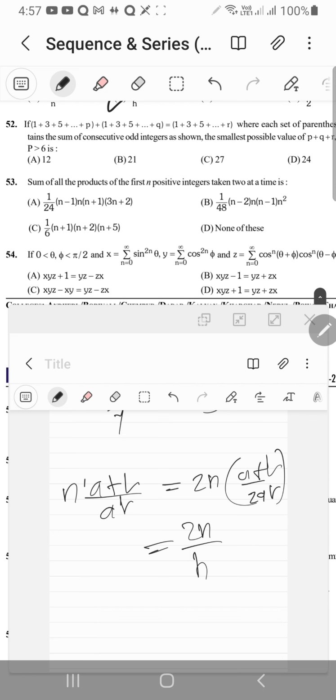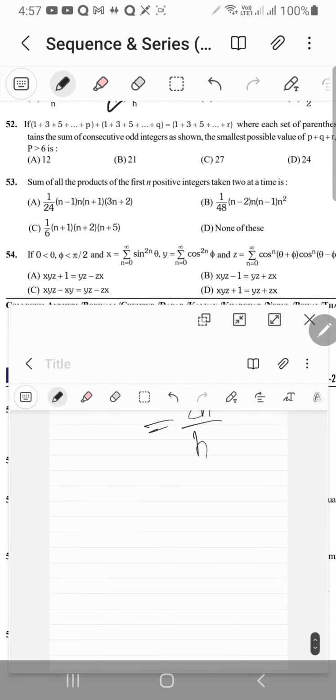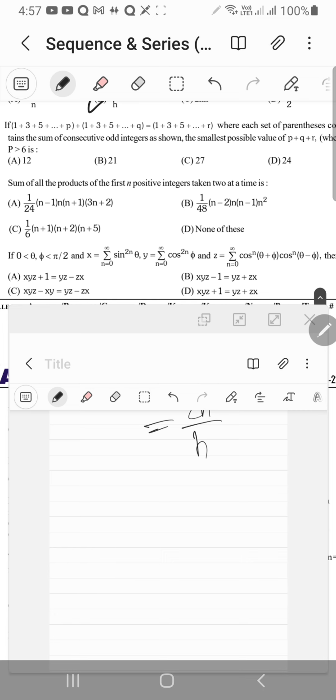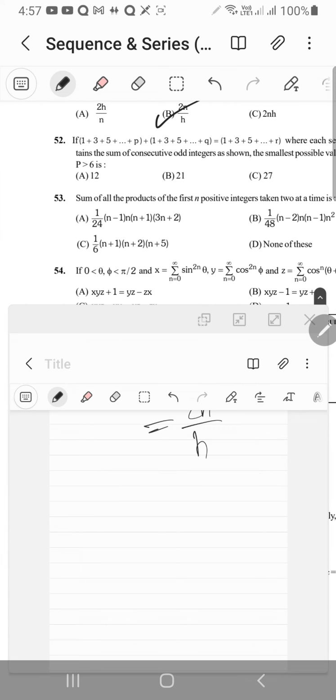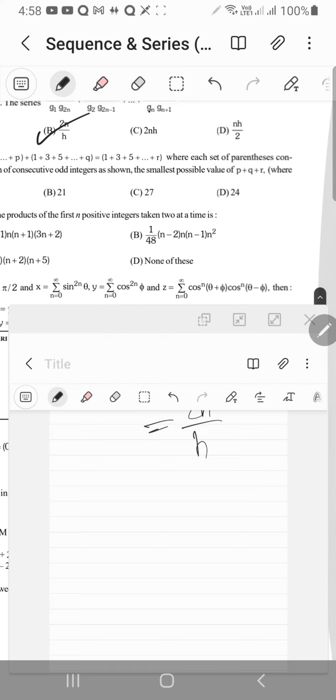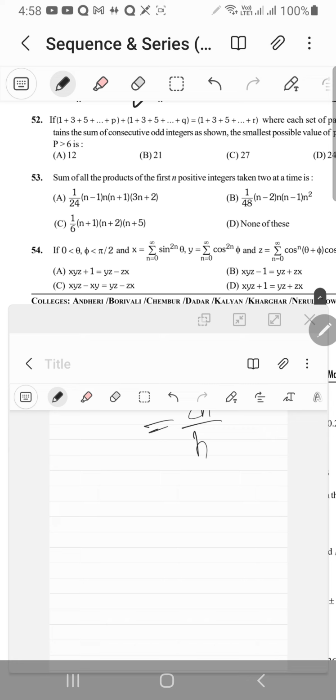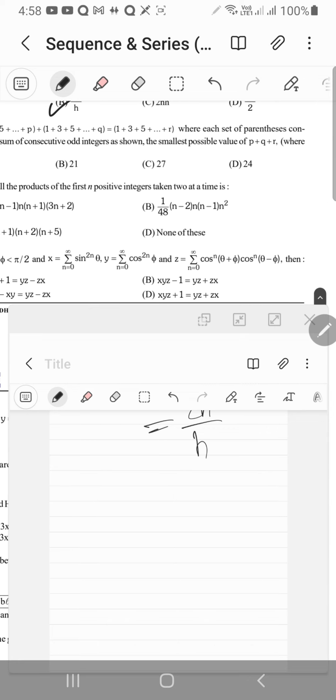If 1 plus 3 plus 5 all the way to p, and then 1 plus 3 plus 5 all the way till q is 1 plus 3 plus 5 till r, where each set of parentheses contains the sum of consecutive odd integers as shown, the smallest value of p plus q plus r, where p is bigger than 6, is, and you just want the smallest value, right? So try to keep q and r as small as possible.